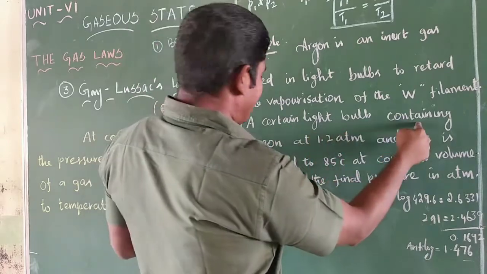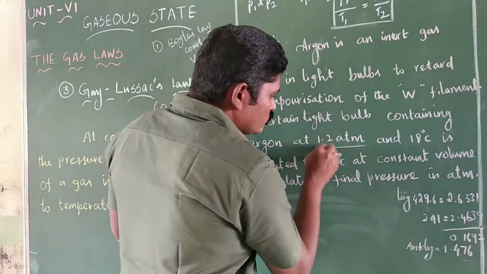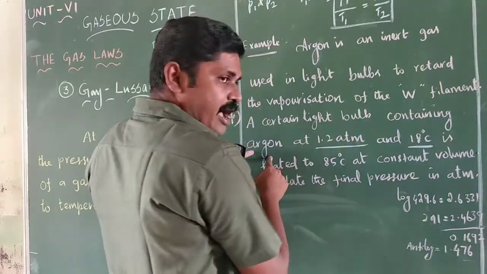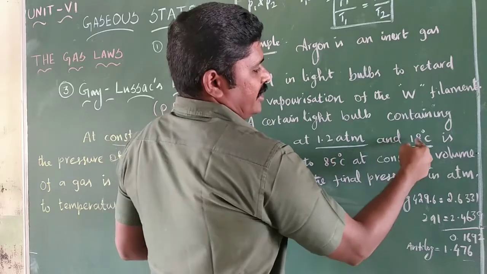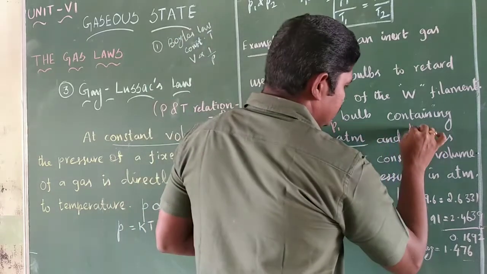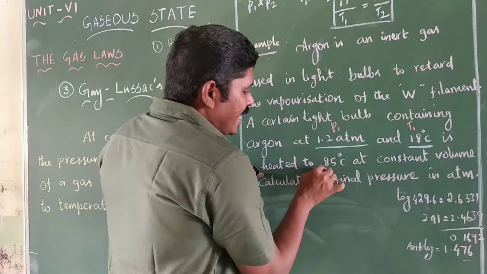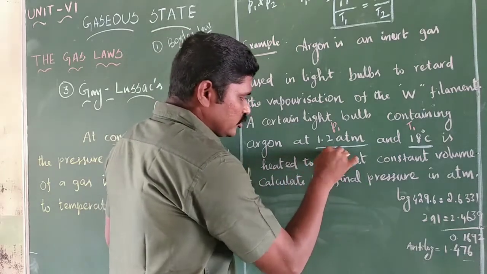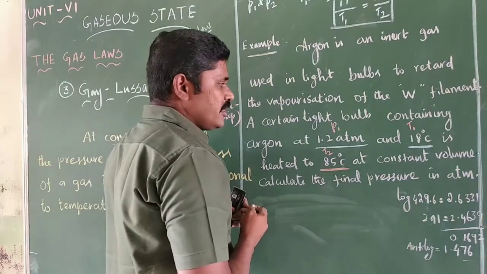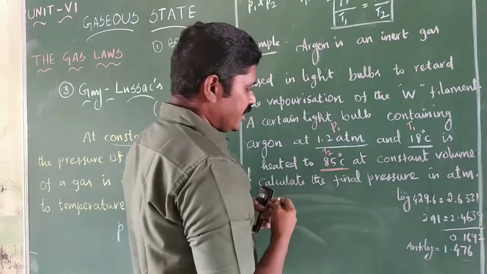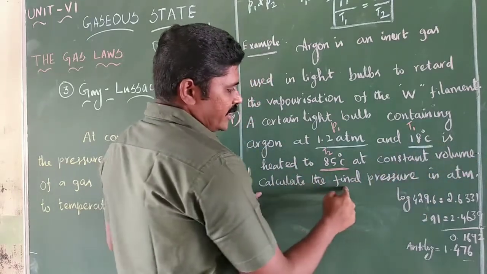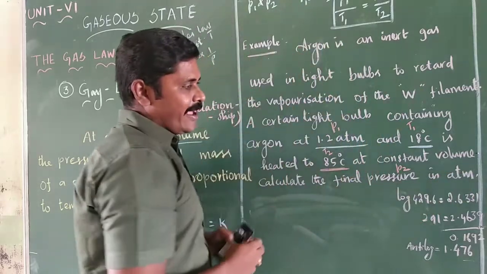A certain light bulb containing argon at 1.2 atm and 18 degrees Celsius. So 1.2 atm is the P1 value and temperature T1 is 18 degrees Celsius. It is heated to 85 degrees Celsius, so T2 is the increased temperature. According to Gay-Lussac's law, as the temperature increases, the pressure also increases. At constant volume, calculate the final pressure P2 in atm.